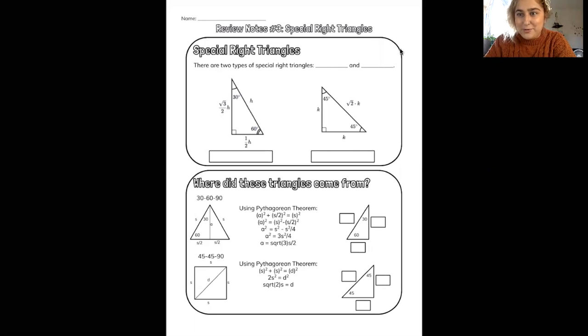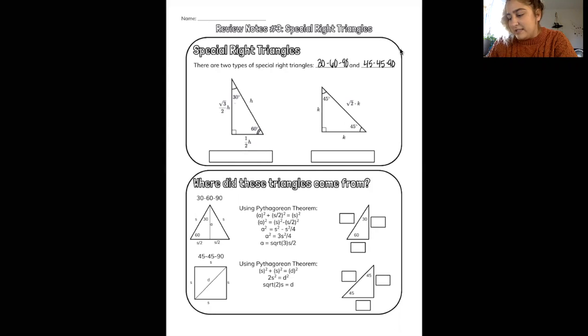And we have a couple other tools in our toolbox as well. So there are a couple of special right triangles. And the first one we're going to talk about is a 30, 60, 90 right triangle. And then we have a 45, 45, 90. And we get these numbers by the angles inside the triangle, right?